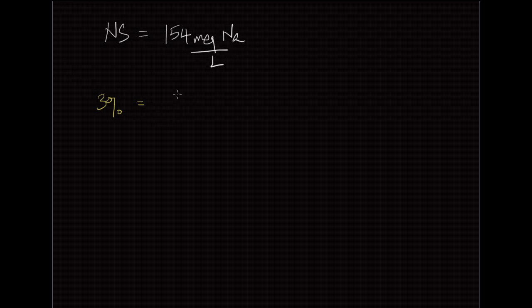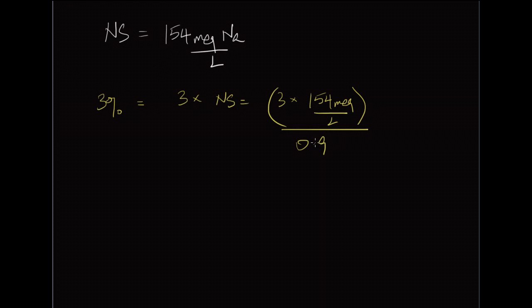3% saline, very simply, is 3 times normal saline, which is about 3 times 154 milliequivalents per liter. But keep in mind that normal saline is 0.9% sodium chloride, so we divide that by 0.9. This is a percent, and so is this. So they cancel each other out, and what you get is about 513 milliequivalents of sodium per liter. That's how much sodium is found in a liter of 3% saline.